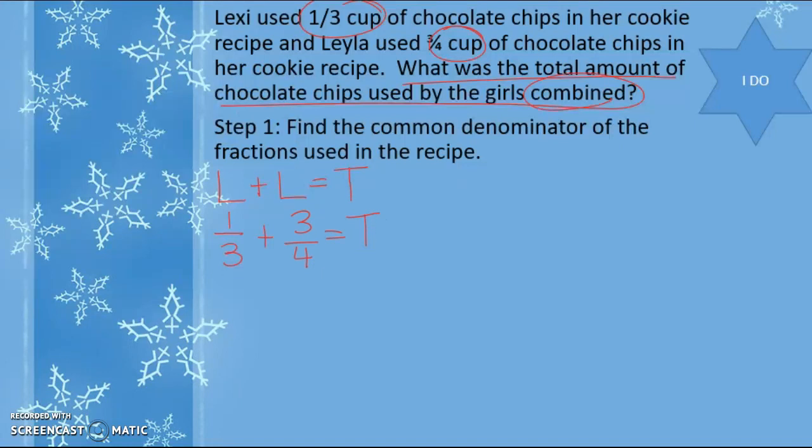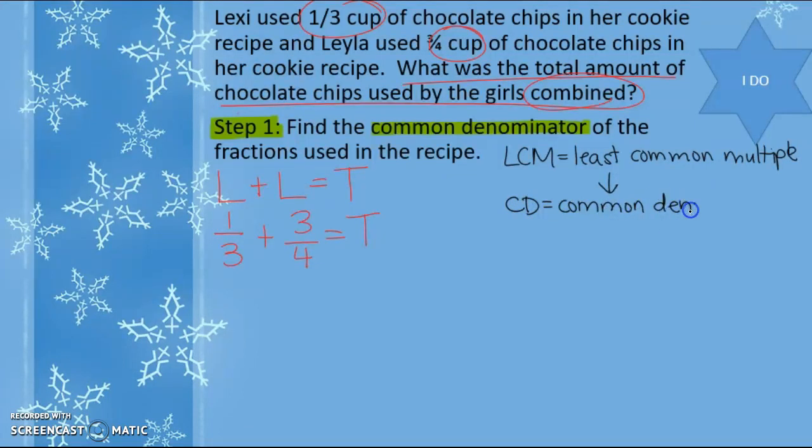Now, in order to add these fractions, I have to find the common denominator. That's vocabulary that we've been using. Let's note that the least common multiple is often the best number to use for the common denominator. In our class, we abbreviate that the CD, like our friend. Like, yo, CD, what's going on? I need your help. Okay?